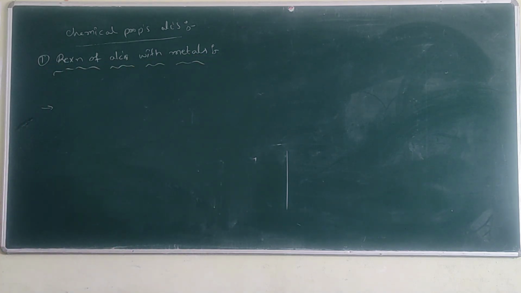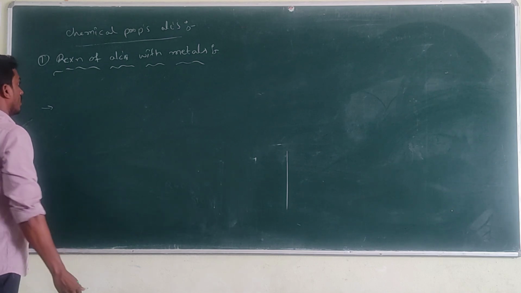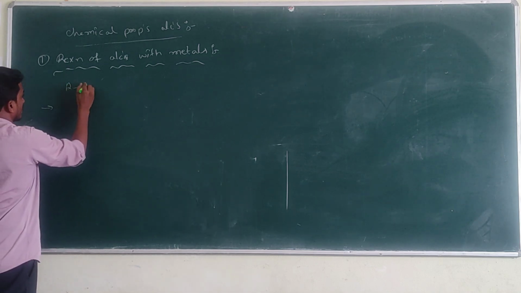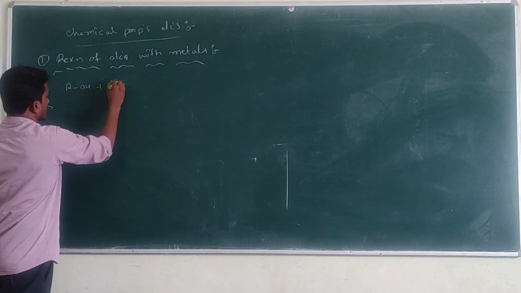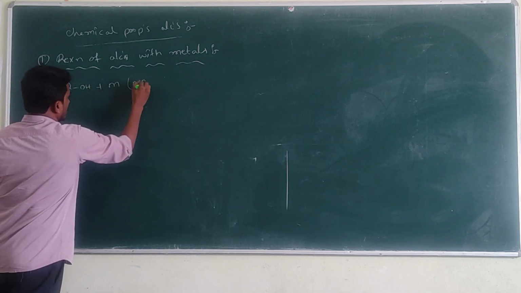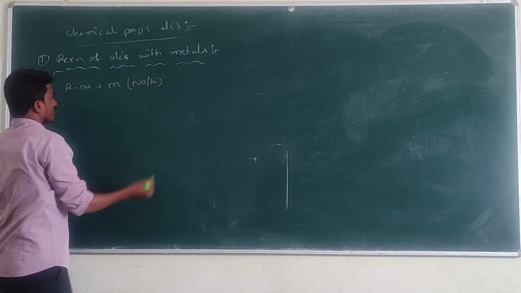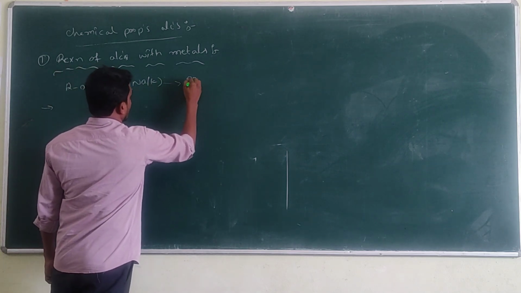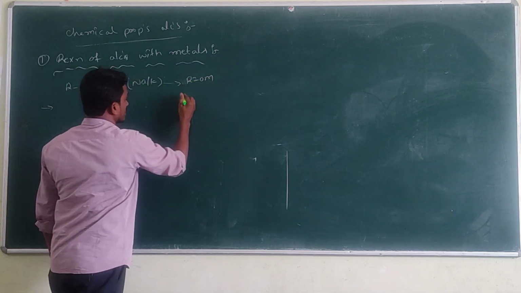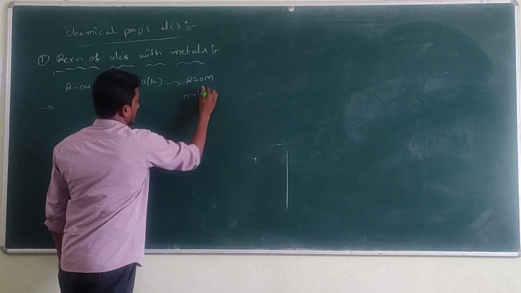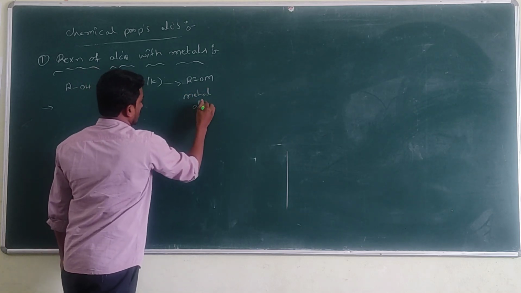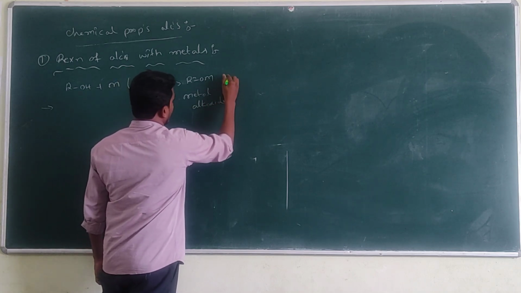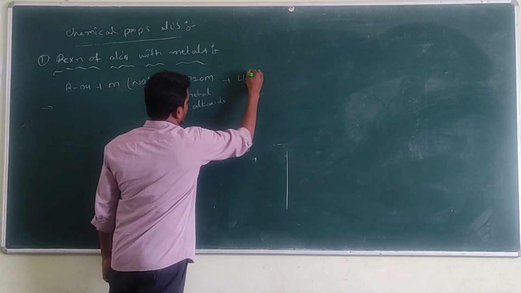Alcohols when reacted with metals form metal alkoxide and evolve hydrogen. For example, this is an alcohol. It reacts with a metal like sodium or potassium and gives the metal alkoxide and evolves hydrogen gas.